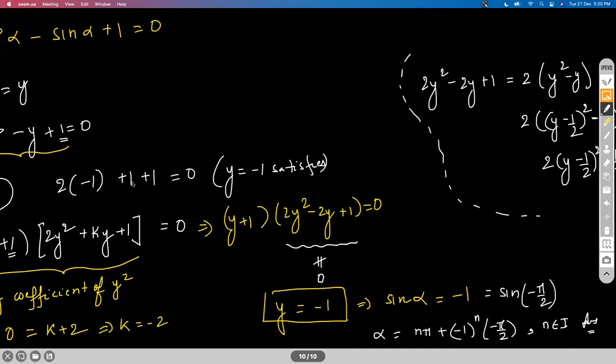Is it fine? So absolutely right, Vishal. I think Vishal got it absolutely right. Yes, you can write 3 pi by 2 as well. No issue, Satyajit. Instead of minus pi by 2, you can write 3 pi by 2 as well. No issues at all. Is it okay? Any questions, any concerns?